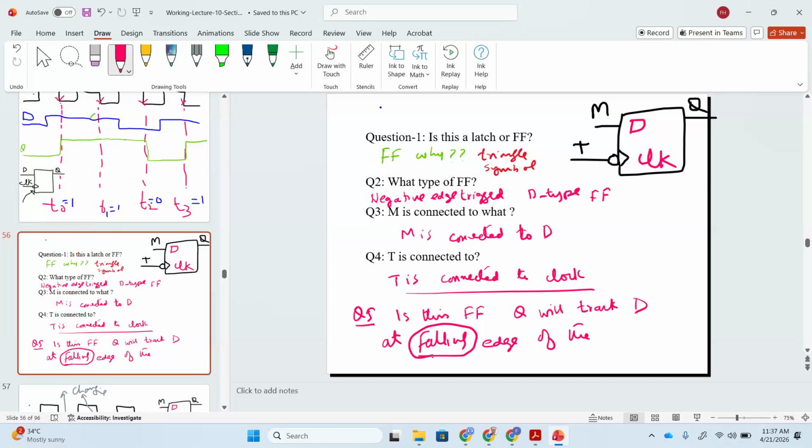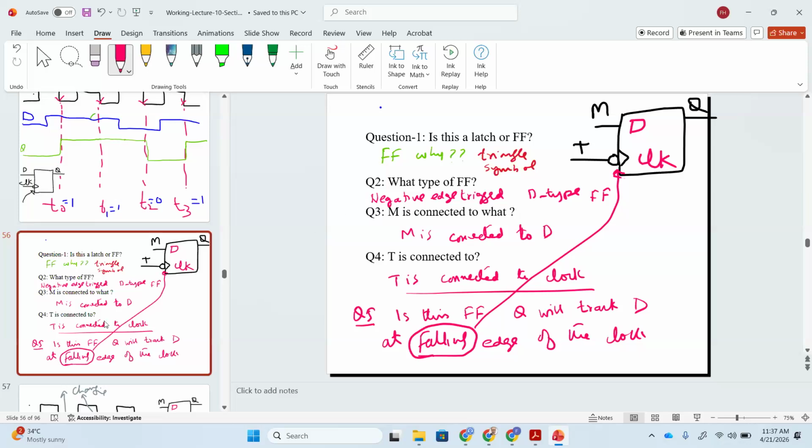Some student said rising. It is not a problem; you may make mistakes. But you should not repeat these mistakes in your midterm. Very good, at least you contributed. Who said rising? I really appreciate it. At least you are contributing. So this block will track D at the falling edge of the clock. Why at the falling edge? Because there is a bubble here. Any question? Clear or not clear?